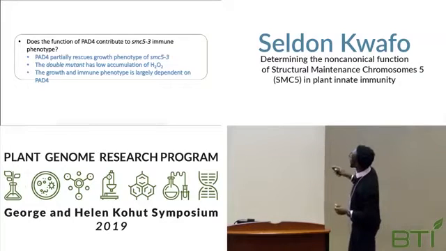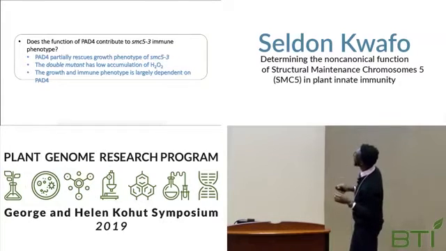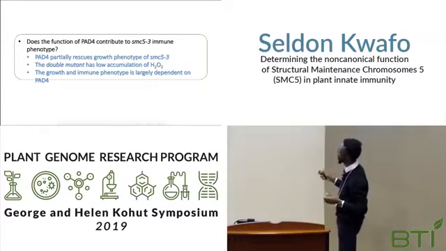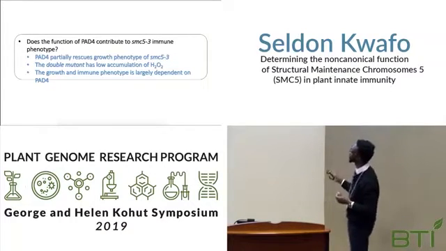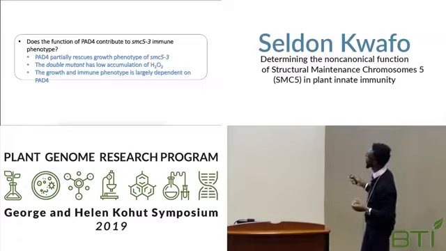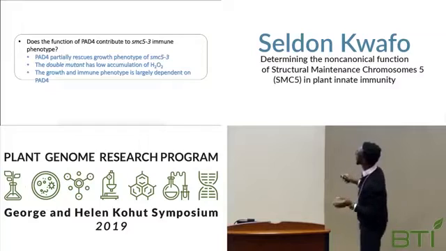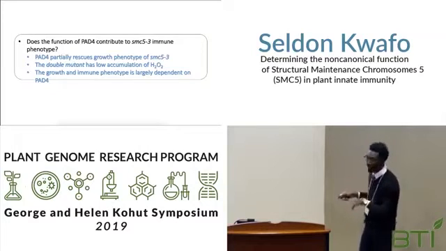So now we know that PAD4 contributes to the SMC5 immune phenotype. As you can see here, PAD4 partially rescues the growth phenotype, as I showed you earlier on, and the double mutant has a low accumulation of hydrogen peroxide, similar to the wild type phenotype, and the growth and immune responses are largely dependent on PAD4.